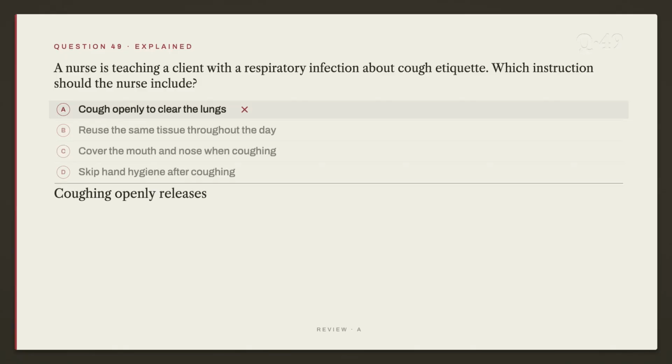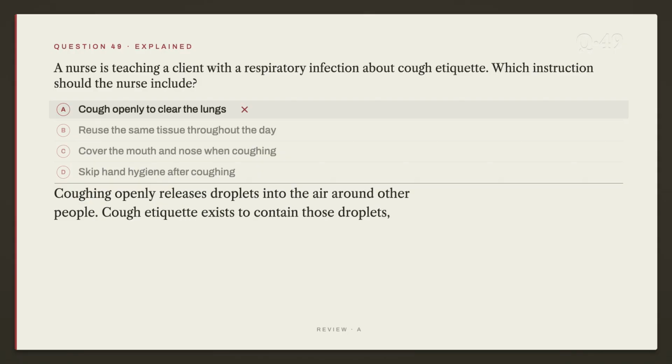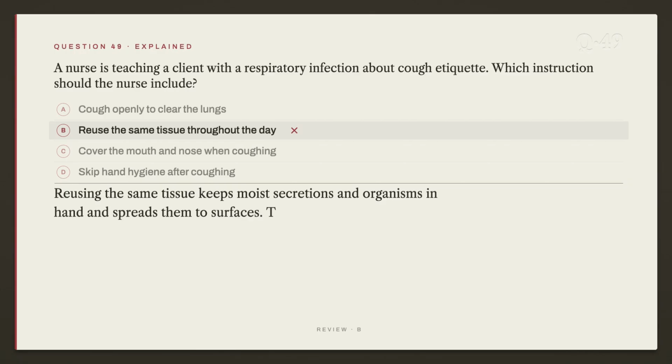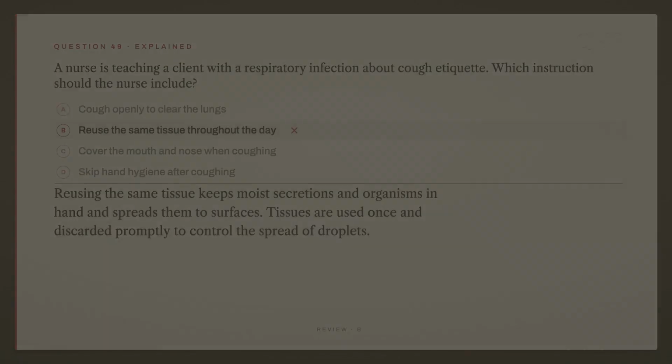A is wrong because coughing openly releases droplets into the air around other people. Cough etiquette exists to contain those droplets, so this instruction would spread the infection rather than limit it. B is wrong because reusing the same tissue keeps moist secretions and organisms in hand and spreads them to surfaces. Tissues are used once and discarded promptly to control the spread of droplets.